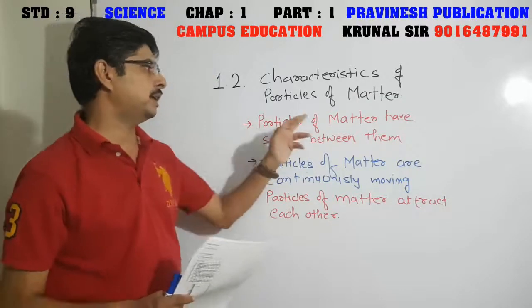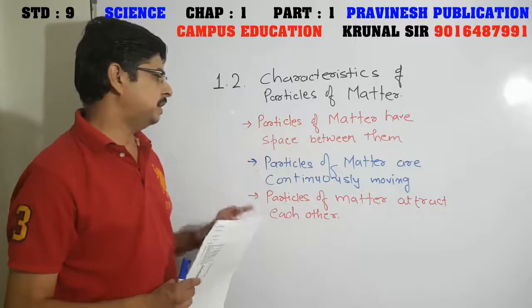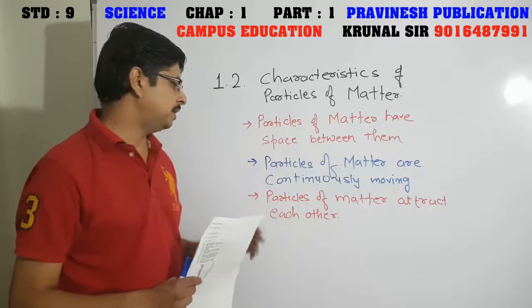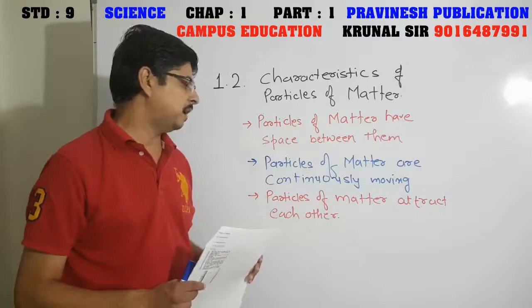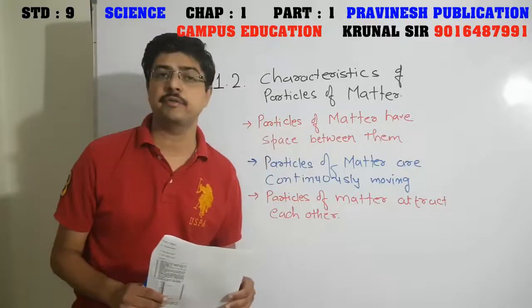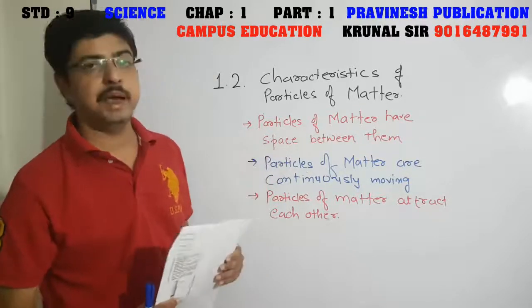The first is particles of matter have a space between them. The second, particles of matter are continuously moving. And third, particles of matter attract each other. So these are the 3 different characteristics of particles of matter. Let us understand one by one.